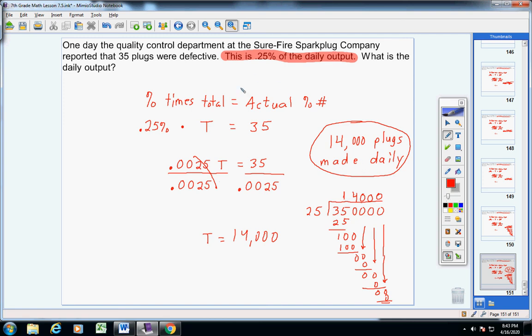So in one day, this company right here makes 14,000 spark plugs. How many of those were defective? 35, which is the same thing as 0.25% of this total here. Now, guys, these word problems are not going to be easy, okay? They're going to be challenging, all right? But if we think it through and work this out, we can do these, okay?